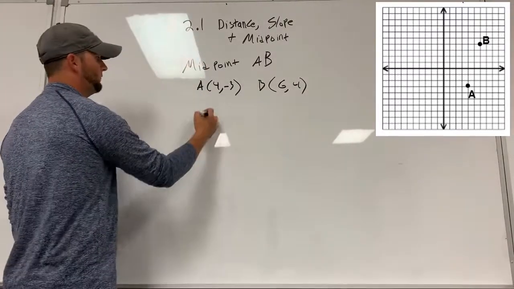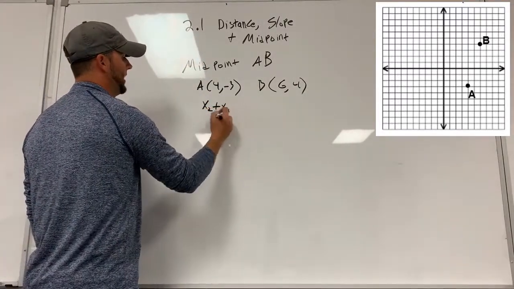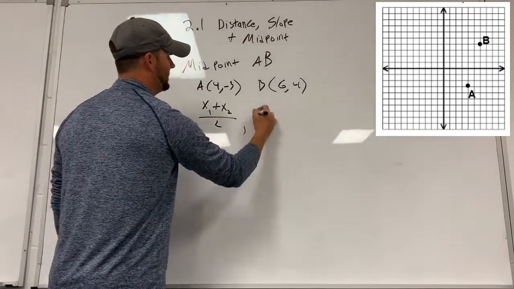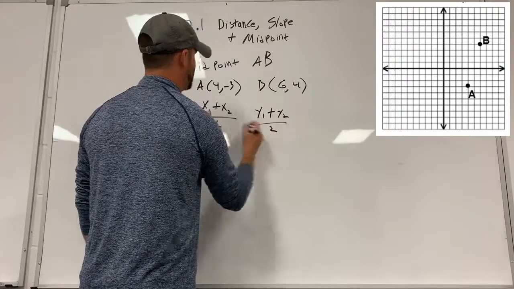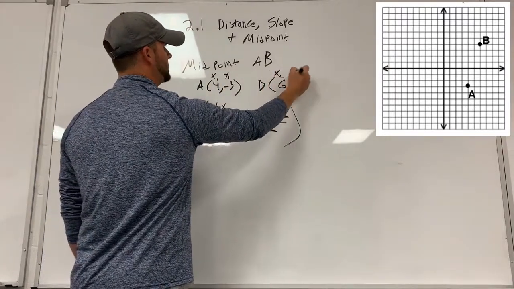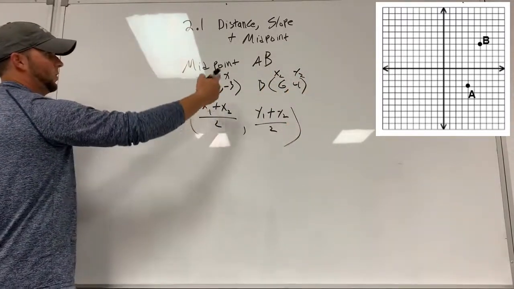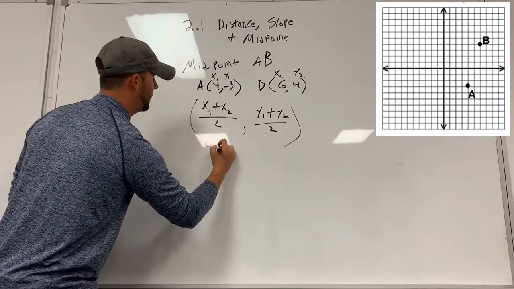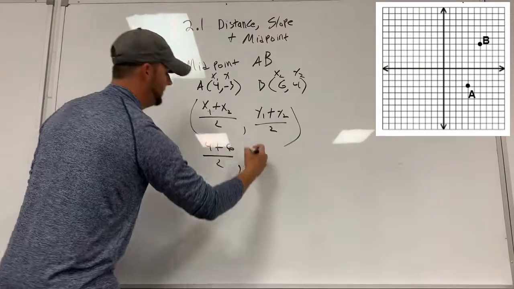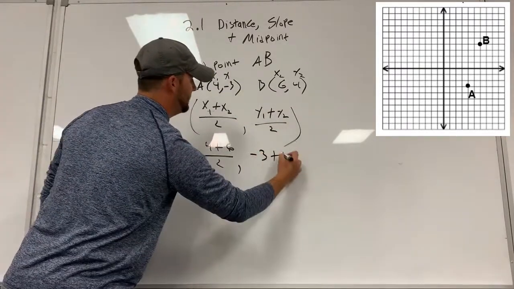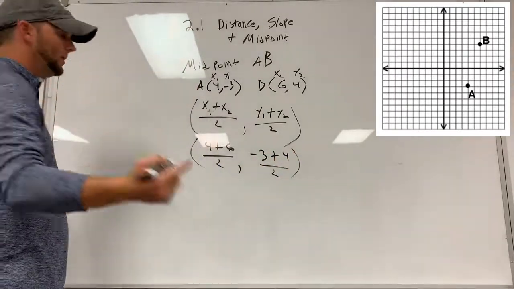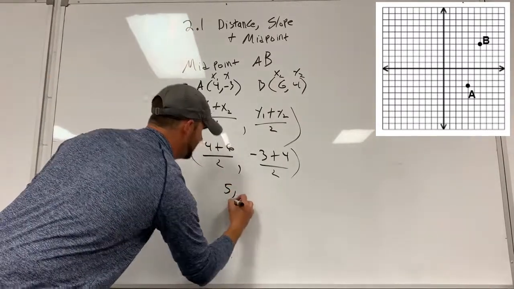Okay, so now let's go and write down my formula. So x1 plus x2 divided by 2. And then you got y1 plus y2 divided by 2. And let's plug in. So I'm going to label x1, y1, x2, y2. So here we go. x1 is going to be 4. x2 is going to be 6, divided by 2. y1 is going to be -3. y2 is going to be 4, and divided by 2. Okay, so here we go. So 4 plus 6 is going to be 10. 10 divided by 2 is going to give you 5.